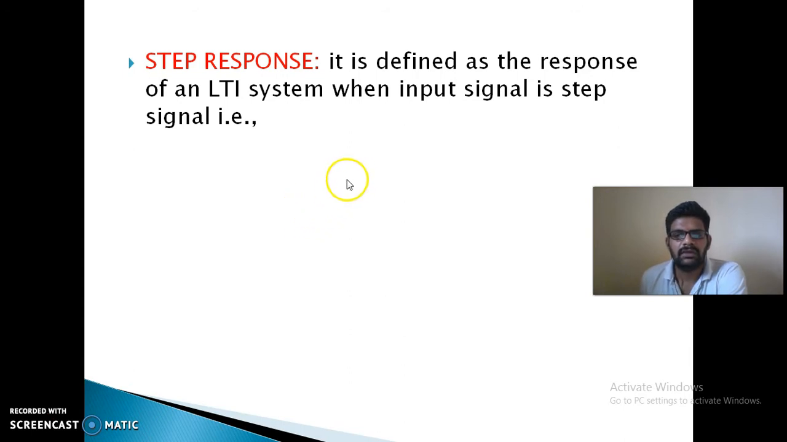Similarly, in this lecture we are going to see the step response. The step response of the system is nothing but the response of the system if the input is a step signal. What is the use of giving a unit step as an input? Because the unit step function is defined from t equal to 0 to infinity, and before t equal to 0 there is no unit step function.